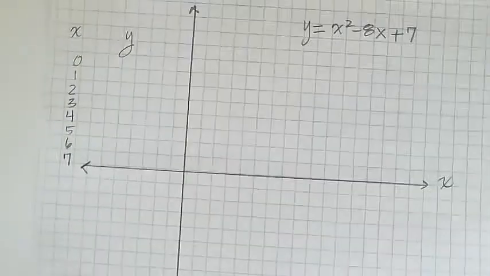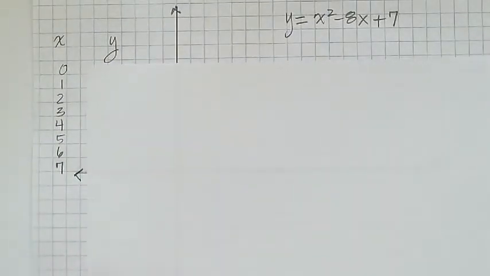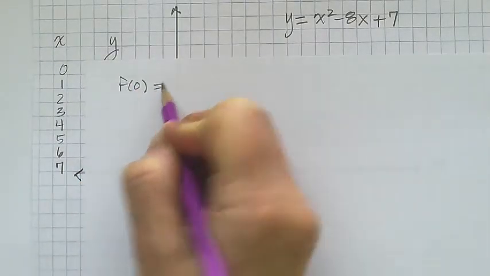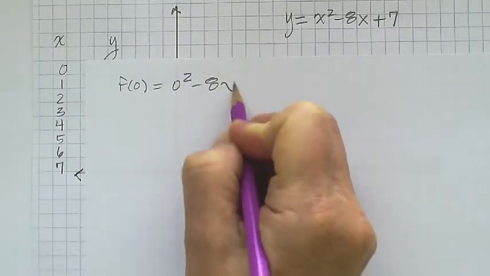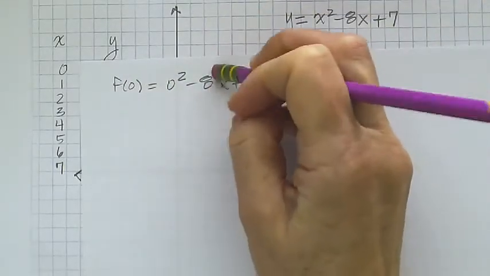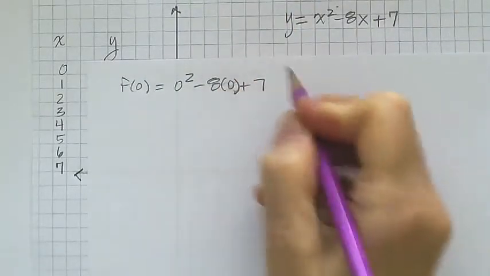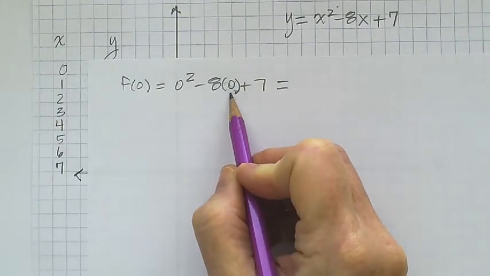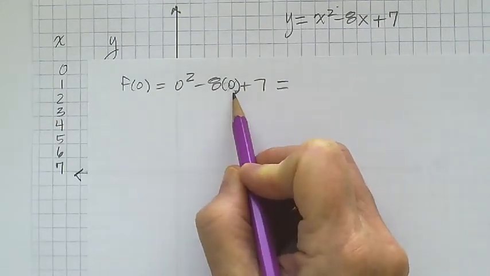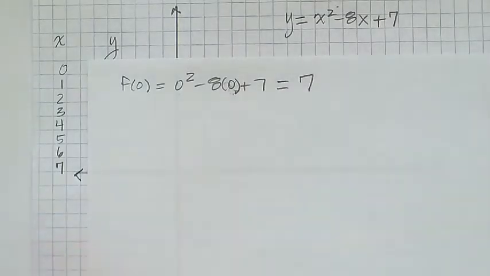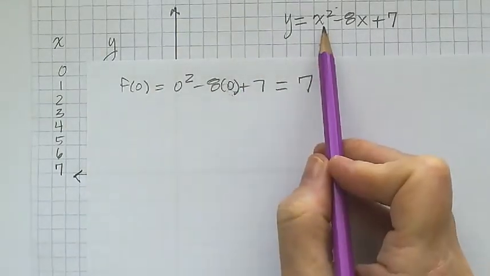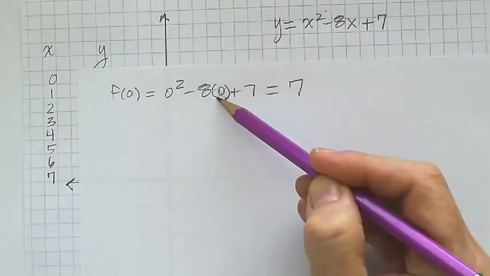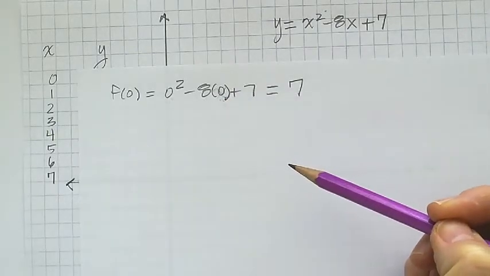I'm going to do the work for this on a separate sheet of paper. I'm going to take the x value, substitute it in. So f of 0 would be 0 squared minus 8 times 0 plus 7. So 0 squared is 0, minus 8 times 0 is 0. So that's 0 minus 0, which is 0, plus 7, which is going to be 7. Remember, order of operations, you're going to do your exponents, then your multiplication, then you're going to add and subtract from left to right.